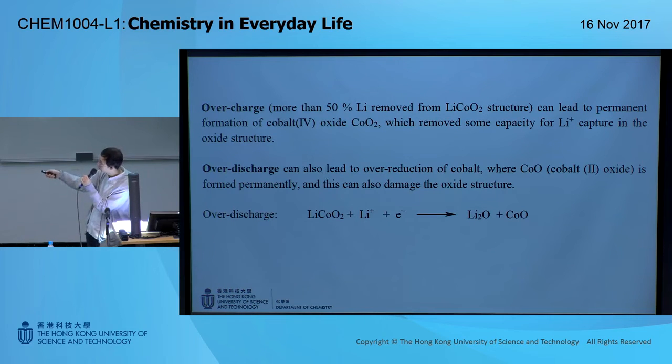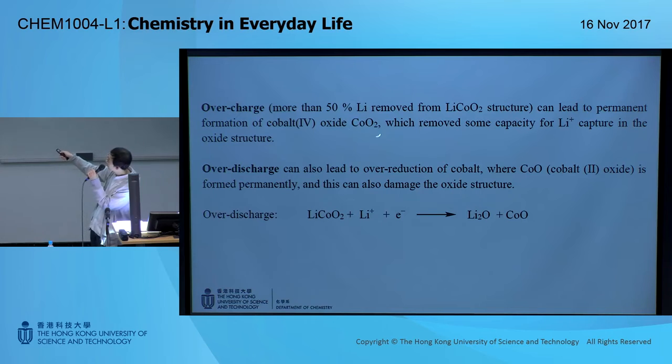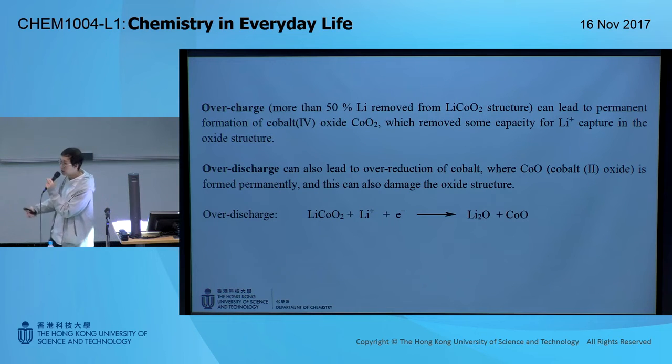If you try to push too many lithium ions out of the lithium cobalt oxide structure, you will permanently form some cobalt oxide, cobalt 4 oxide. Some parts will collapse, and then you have no more space for the lithium ions to go back. This is actually a major structural defect in a battery that has been used for a long time. So even if you take care not to overcharge it, there will be some collapsing of the lithium cobalt oxide structure over time.